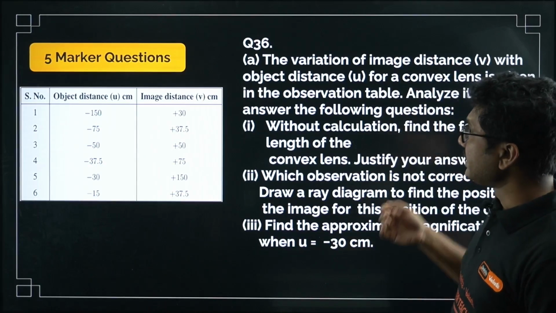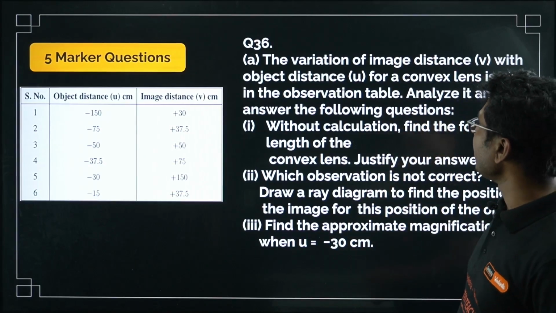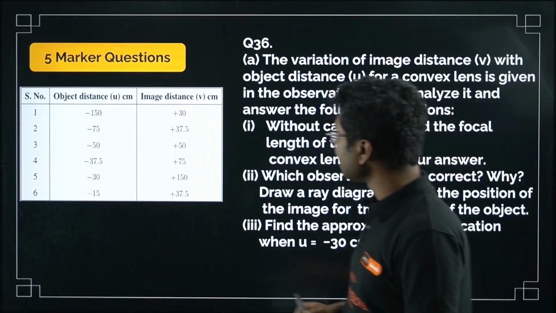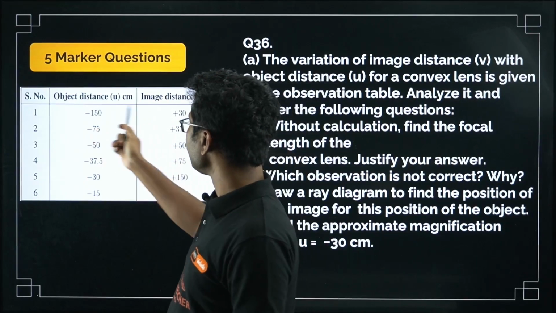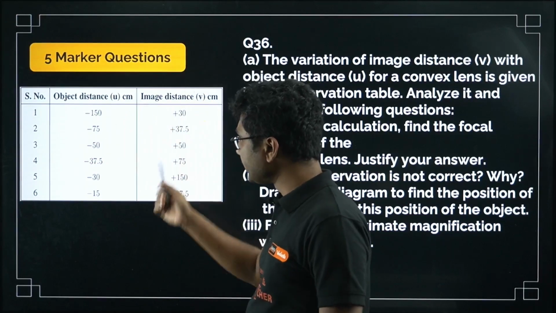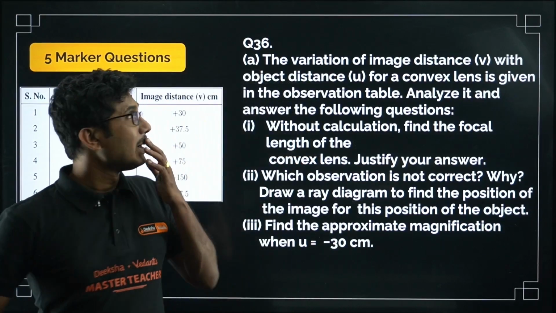Now let's see the 5 marker question. The variation of image distance v with the object distance u for a convex lens is given. So how the object distance and image distance change for a given lens is shown in this v versus u diagram.